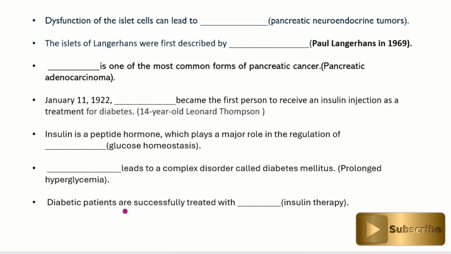And the next question is, diabetic patients are successfully treated with dash. Yes, it is insulin therapy. Very good. Diabetic patients are successfully treated with insulin therapy.